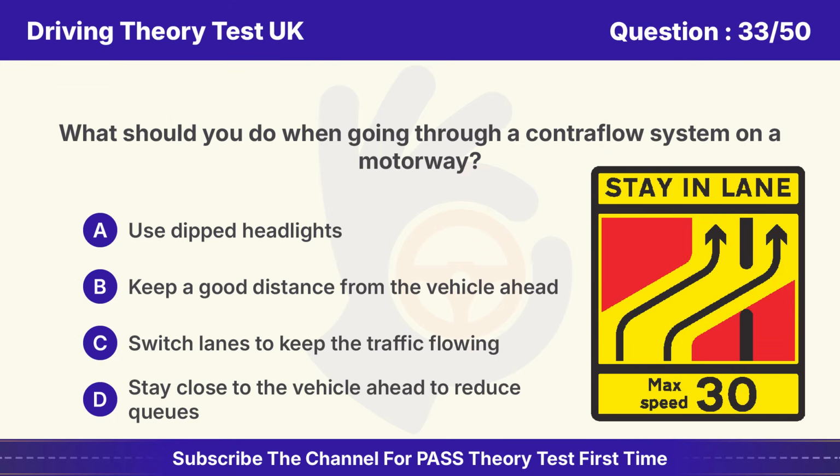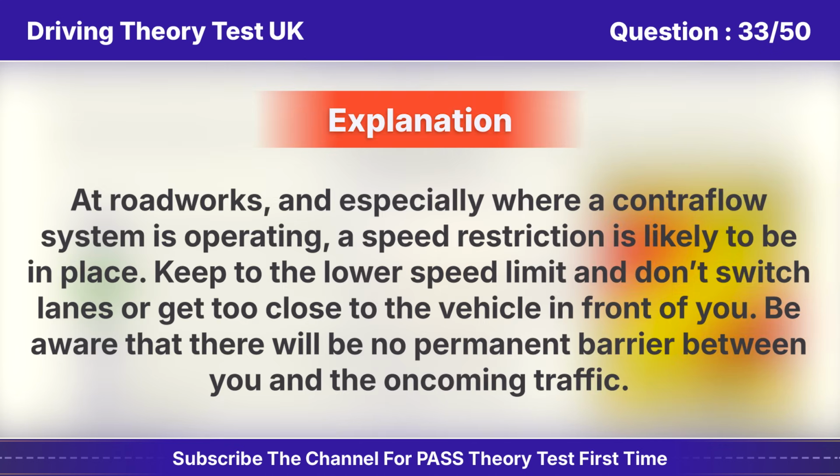Question 33. What should you do when going through a contraflow system on a motorway? Answer is B. Keep a good distance from the vehicle ahead. At roadworks, and especially where a contraflow system is operating, a speed restriction is likely to be in place. Keep to the lower speed limit and don't switch lanes or get too close to the vehicle in front of you. Be aware that there will be no permanent barrier between you and the oncoming traffic.